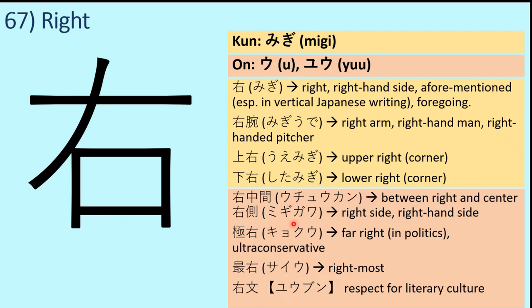Then we have migigawa. Migigawa means right side or right hand side. Then we have kyoku. Kyoku means right, far right in politics, that is ultra conservative. Then we have saiyu. Saiyu means rightmost. And finally, we have yubun, which means respect for literary culture. So these are the various usages of this kanji character.